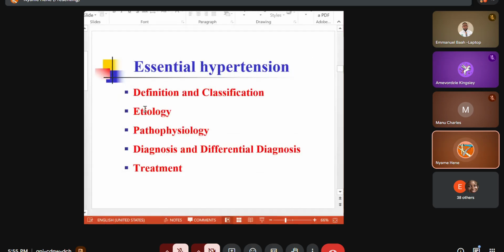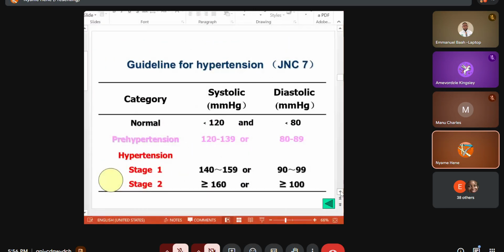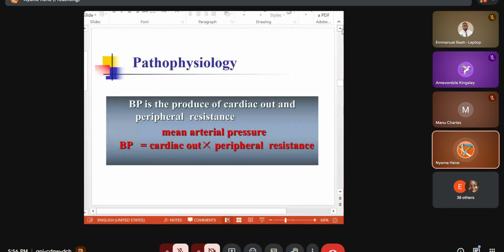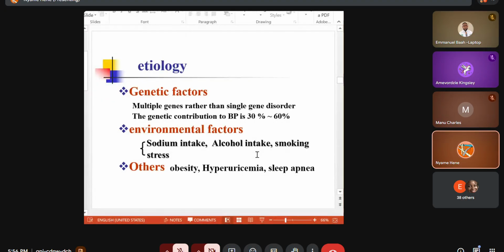So we have talked about the definition, the classification. We are talking about the etiology. Then we go to the pathophysiology, diagnosis, and treatment. So we have the genetic factors, environmental factors, and other factors.